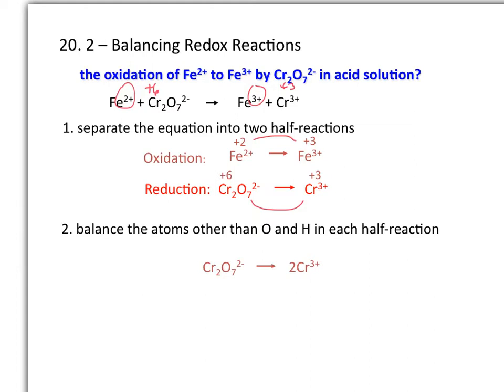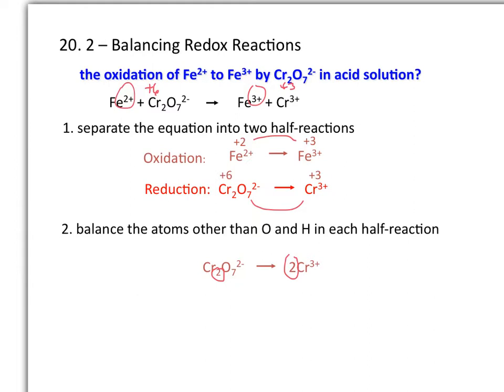So we don't need to worry about that for the oxidation step because iron and iron, there's only one of each type of element on both sides of the arrow. But for the chromate and the chromium 3+, we do need to do some balancing. So notice you have 2 chromiums in this chromate anion. So we're going to go ahead and put a coefficient of 2 in front of the Cr3+.